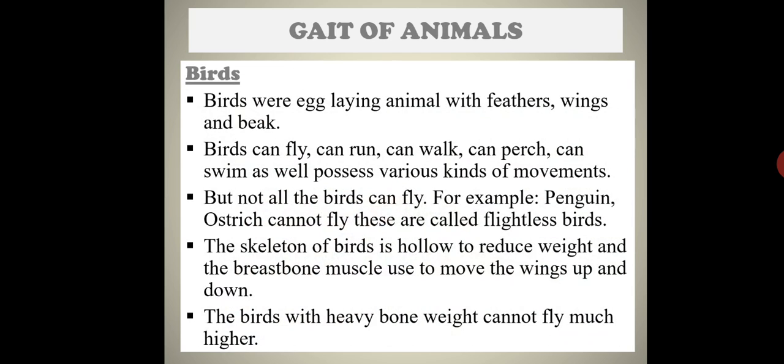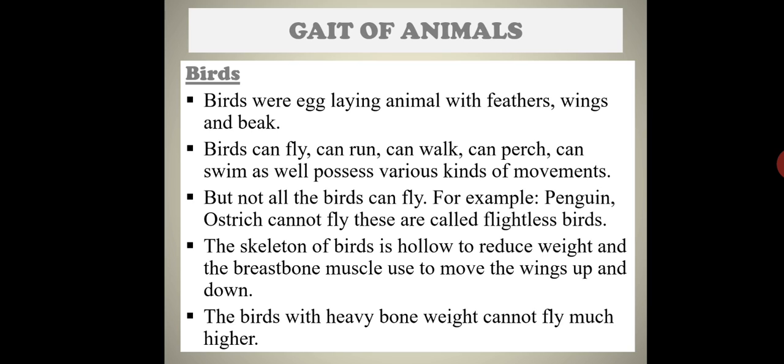Next is birds. Birds have bones which are very lightweight. They have hollow bones. They are very light. Since they are lightweight, they are able to fly. So birds can fly, as we can see with a crow, and they can run and walk also. Some birds can also swim through the water. So we can find that not all birds can fly. Penguins and ostriches cannot fly. These are called flightless birds.